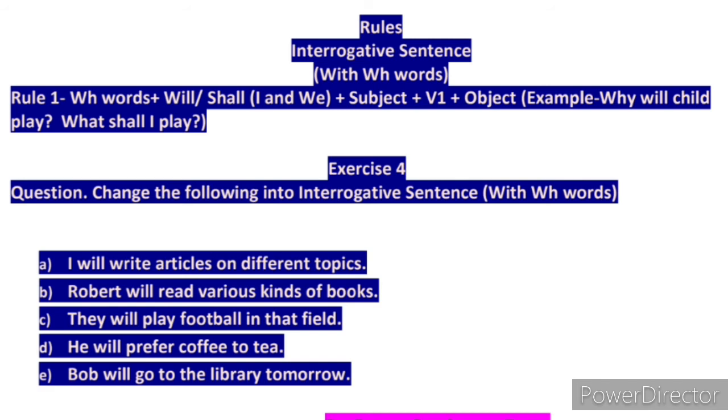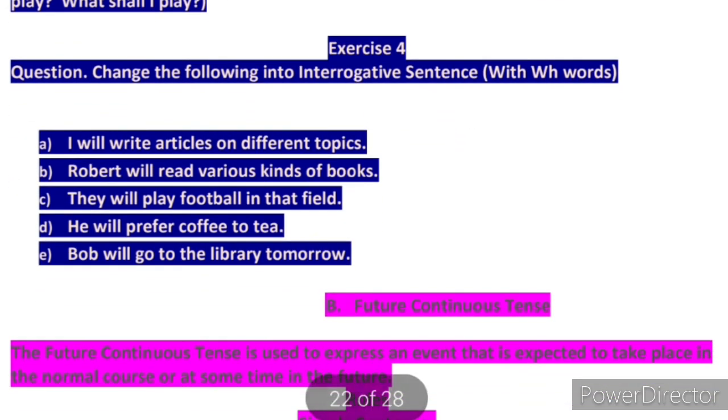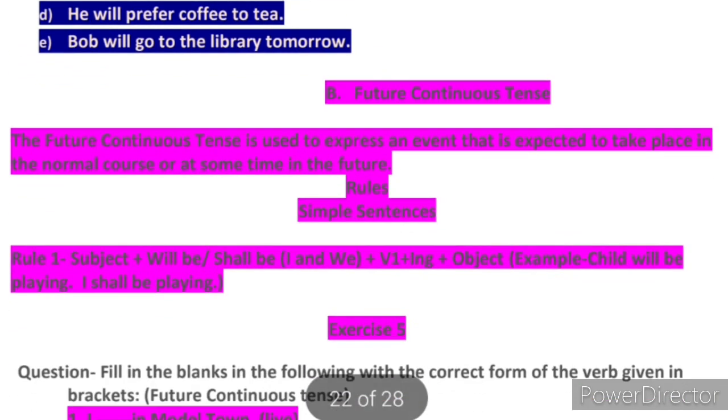So WH word plus will, shall plus subject plus V1 plus object. For example, why will child play, what shall I play. So examples, I will write articles, answer will be when will I write articles on different topics. So in this way you are supposed to solve this.